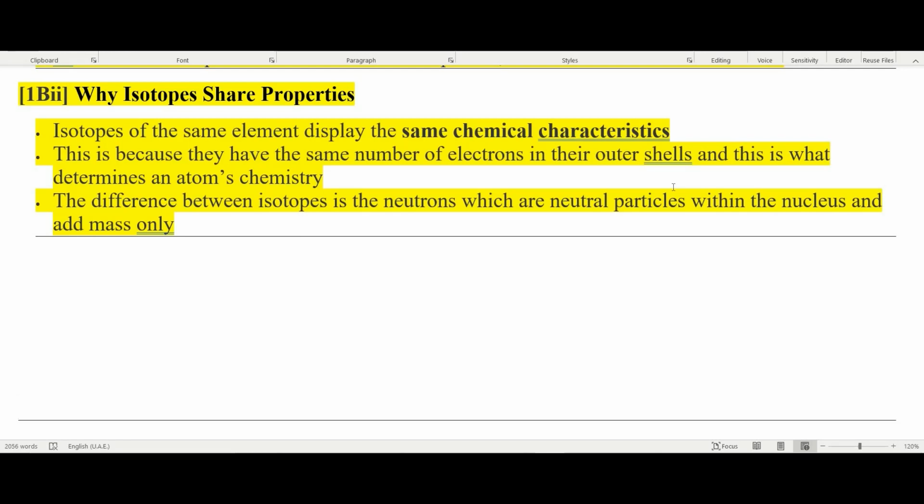So the difference between isotopes is only the mass, and the similarity, why they share properties, is because they have the same number of electrons in their outer shell. Okay, so this is the point we are required to give in order to secure a mark.